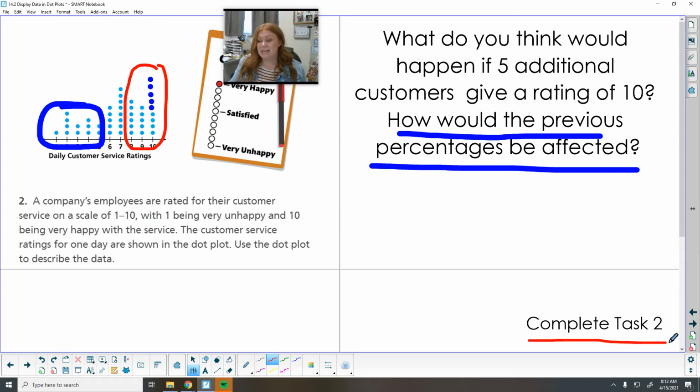So go ahead and complete task 2 with that information that we've talked about, and then come back when you are ready to do task 3.